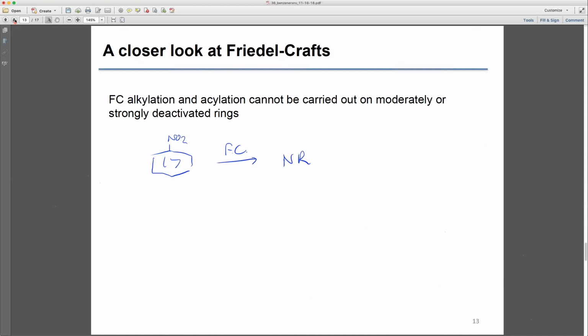So there are limitations, 3 limitations. 1, no primary linkages and rearrangements. 2, polyalkylations with the Friedel-Crafts alkylation. And then the third is that it cannot be carried out on deactivated rings. So be careful with the order of the reactions that you are using in synthesis.